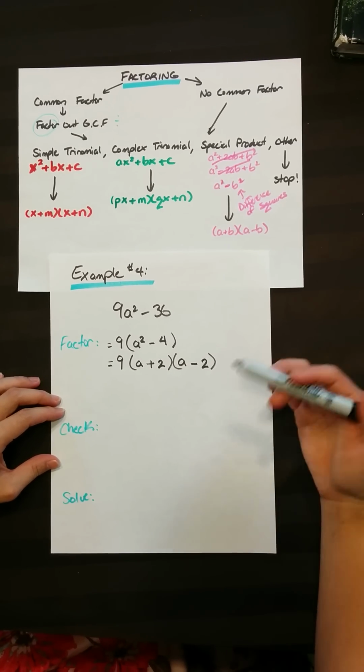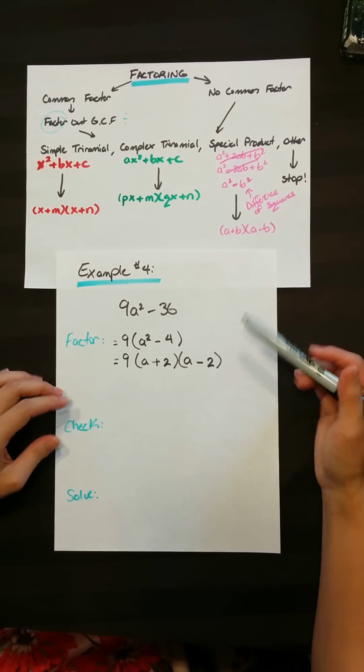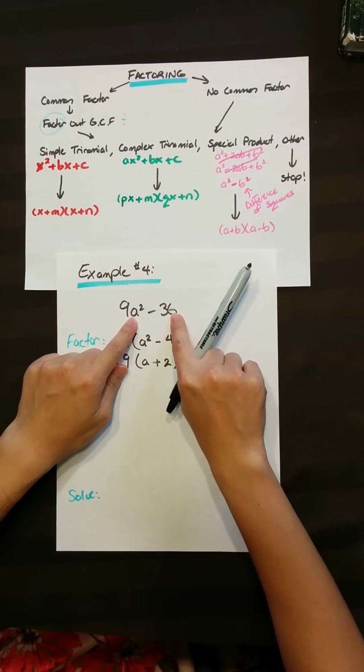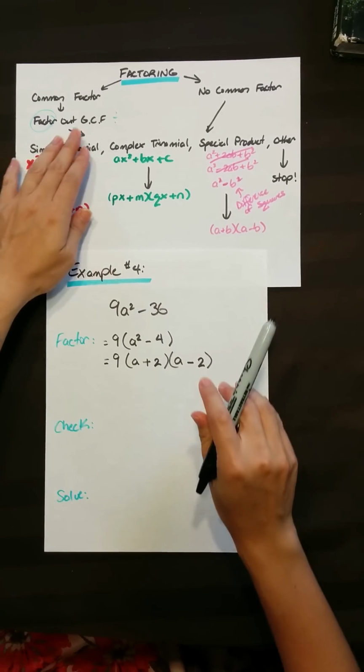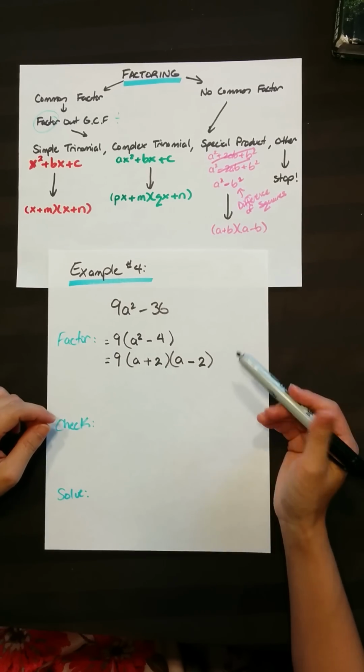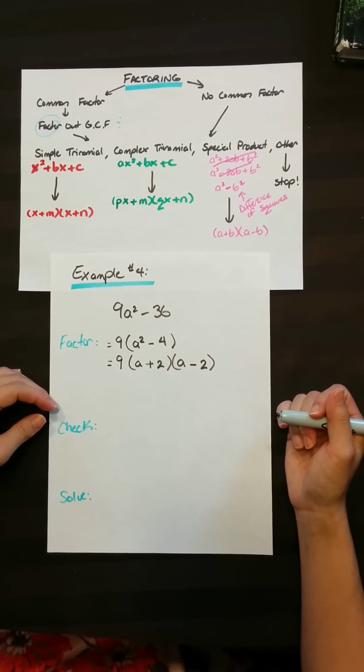If you had done it a different way, you could actually have broken this up into the two brackets first. You'll notice that a greatest common factor could have come out of both of the brackets, but you'll get the exact same answer in the end.